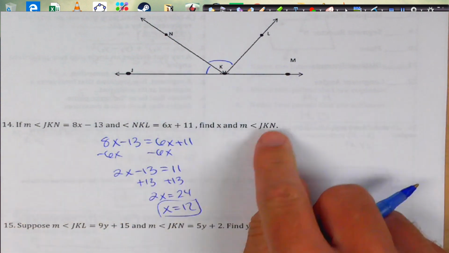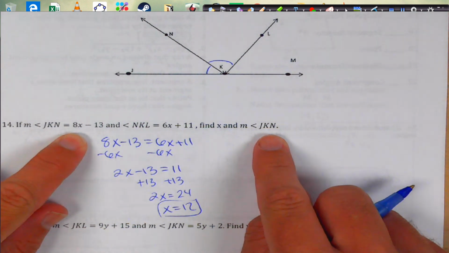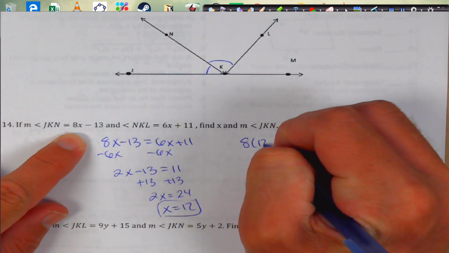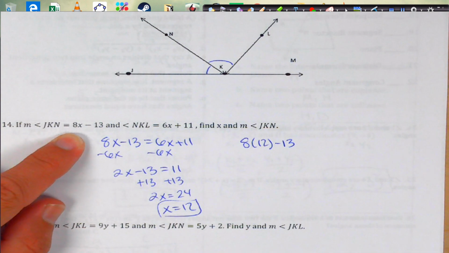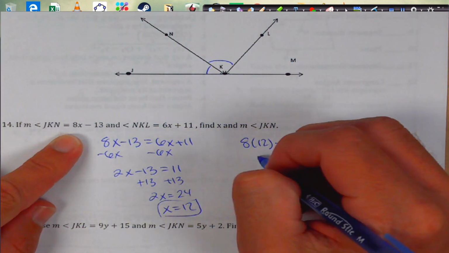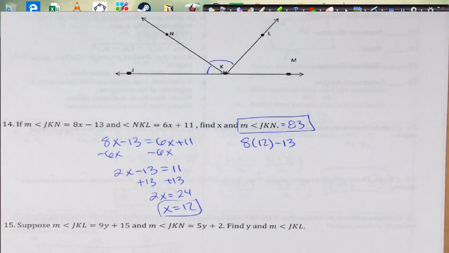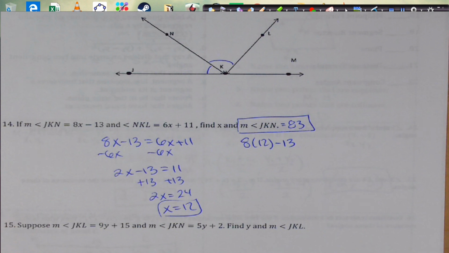And then find JKN. So JKN, we just plug in the 12 here. And so 8 times 12 minus 13 is going to give us 83. So that's equal to 83. Use the problem for the next problem. I think we're going to do this in 2 parts.